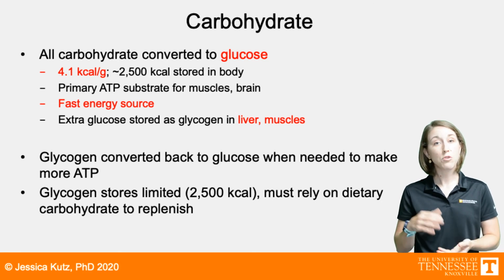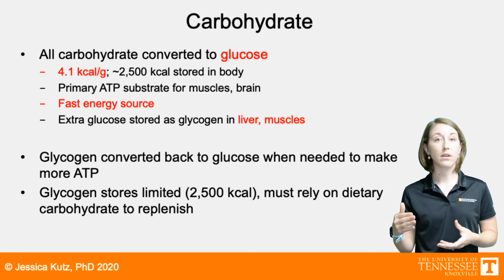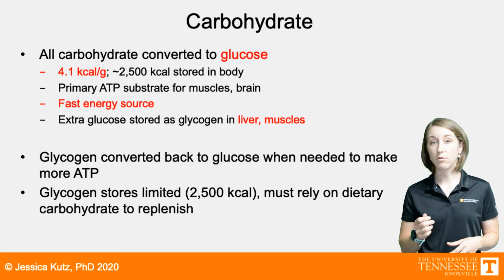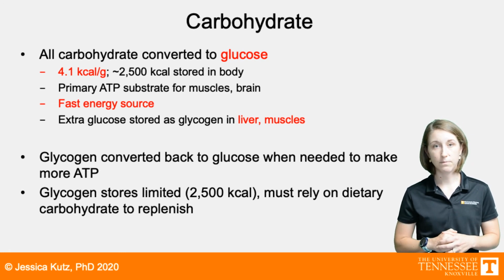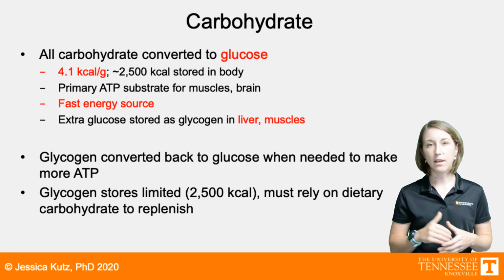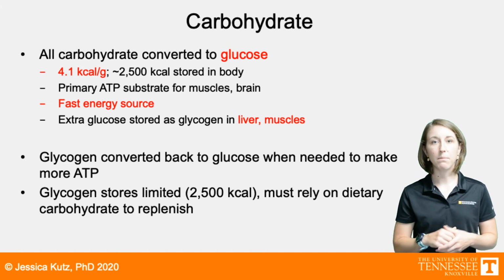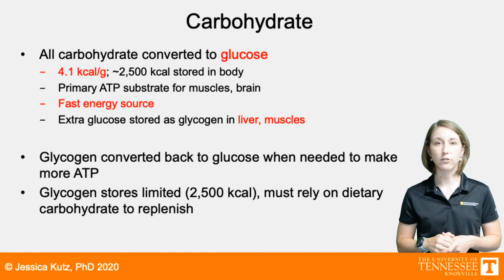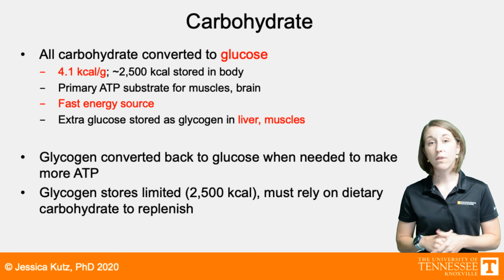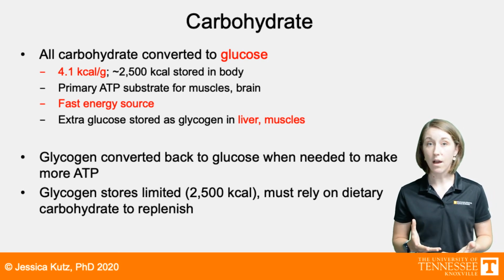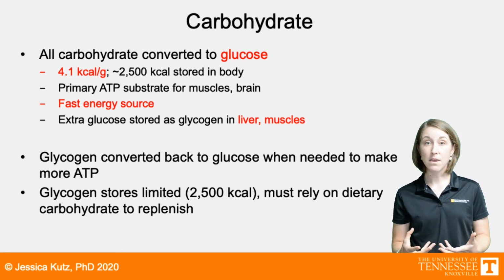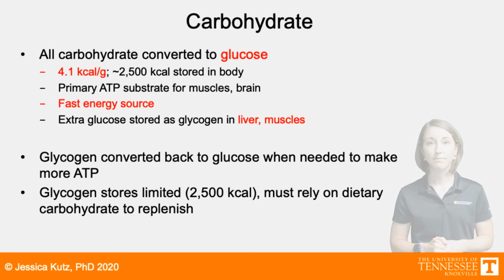Now with training, you can increase the amount of glycogen that you can store in your muscle. That's a really nifty training adaptation. However, there's still a finite amount, and you only get a small bump in the amount of glycogen that you can actually store in your muscle. So it's important that we have another substrate that we can rely on to produce ATP whenever it's broken down.